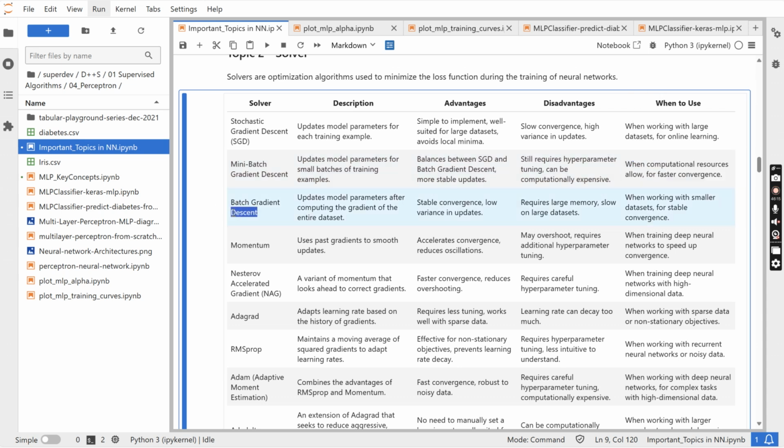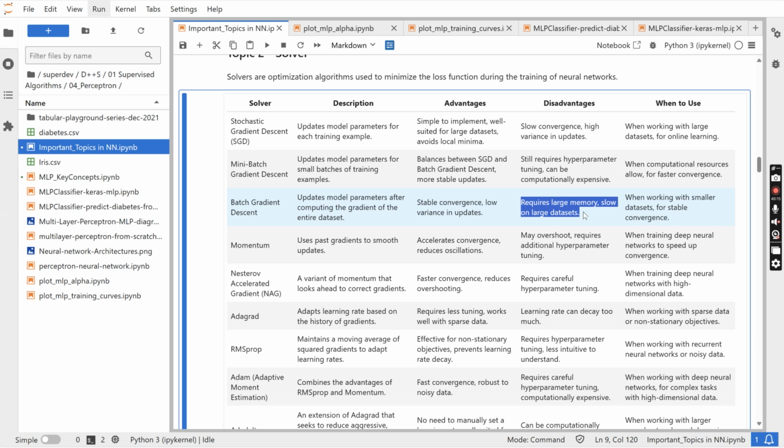Okay, next is batch gradient descent. One is mini batch, another one is batch. Batch gradient descent takes the entire data set in one go. This exhibits stable convergence and low variance. That is another advantage, but it requires large memory. Why? Because it takes the entire data in one go to compute the gradients.